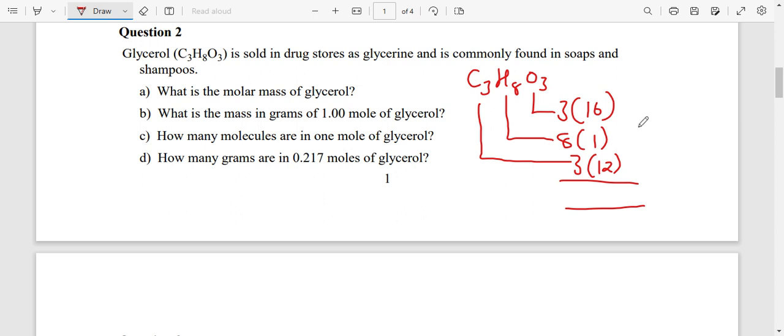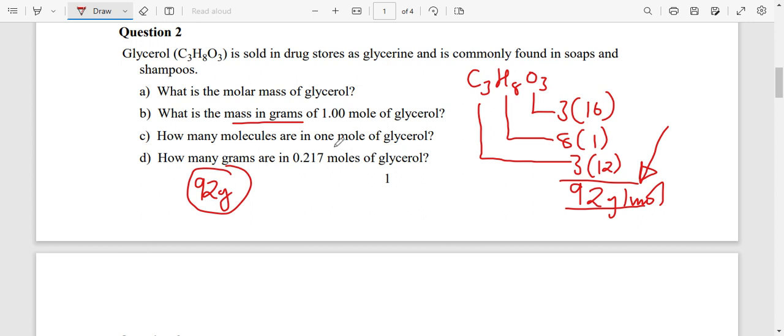So let's punch this in. 3 multiplied by 16, plus we have 8, and then plus 3 multiplied by 12. That is going to give us 92 grams per mole. What is the mass in grams of 1 mole of glycerol? The mass in grams of 1 mole. Now, just from the molar mass, this is the mass per mole. So for part B, the mass in grams of 1 mole of glycerol is going to be 92 grams.